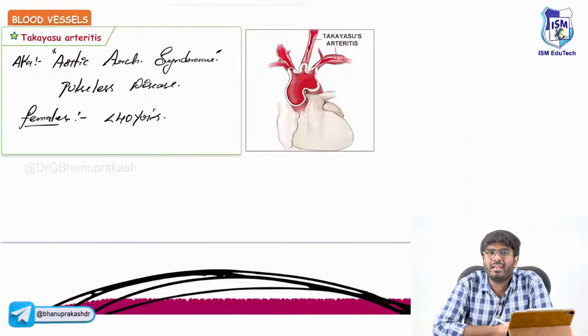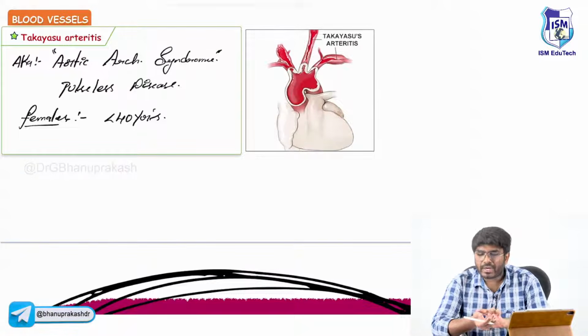So, a younger female who presents to your clinic, when you try to measure her pulse, the pulse is not there. There is a very weak, feeble pulse, a pulseless patient. What do you think? What do you suspect? Young female, Takayasu arteritis, aortic arch syndrome.